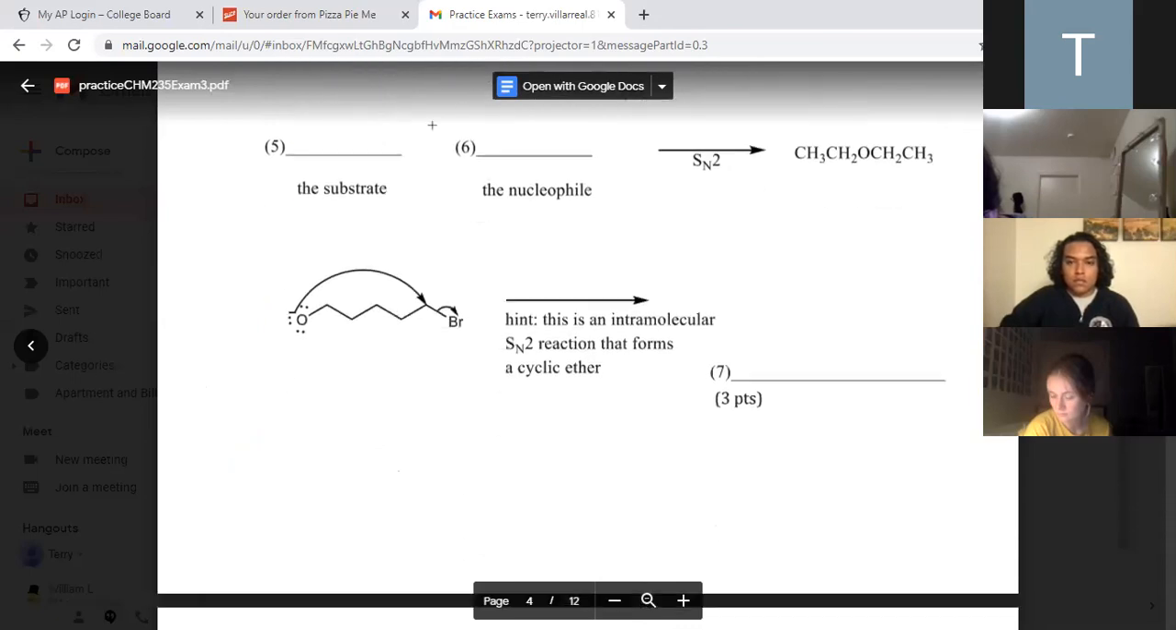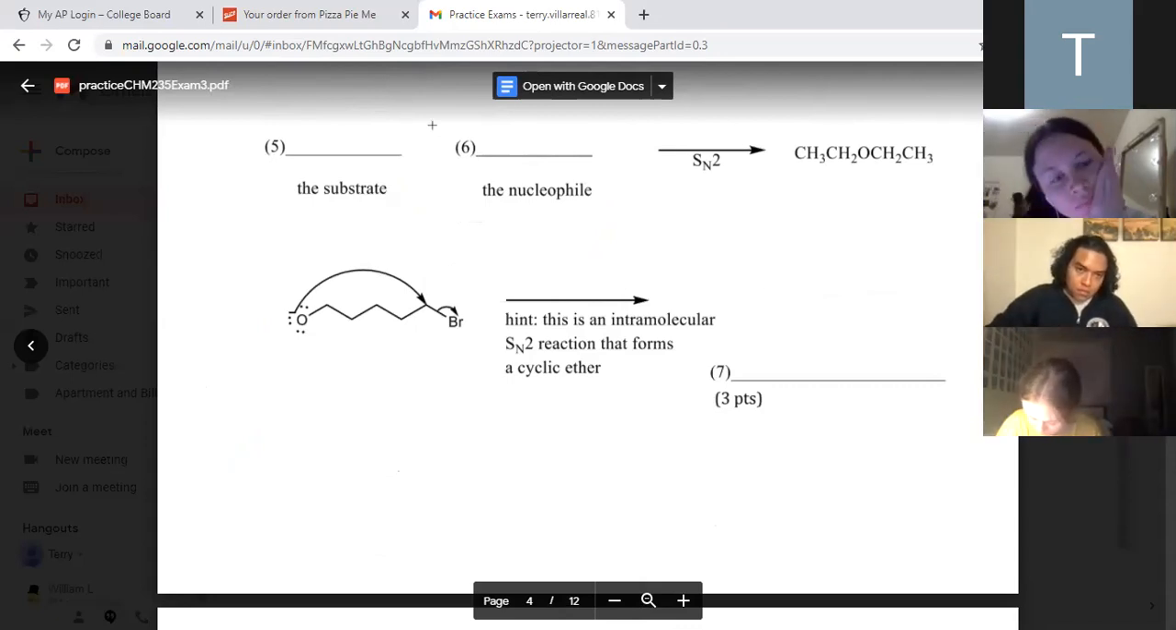All right, and finally, let's do the last one. Hint, this is an intramolecular SN2 reaction that forms a cyclic ether. So I'm only gonna give you 30 seconds because you guys should be old pros at this.